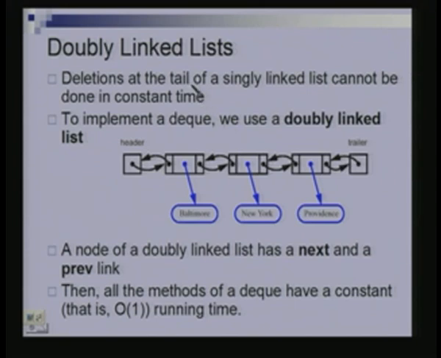So, first, what is a doubly linked list? A doubly linked list has nodes with two pointers, one a next pointer and one a previous pointer. Right. We are also going to have two sentinel nodes here, and I will come to the need for them in a minute. But each node has two pointers, one pointing to the next and one pointing to the previous.